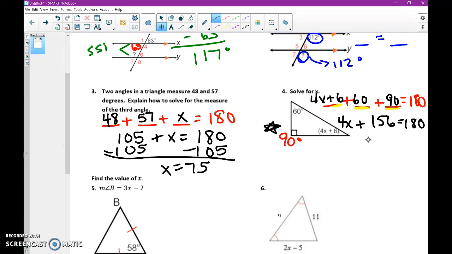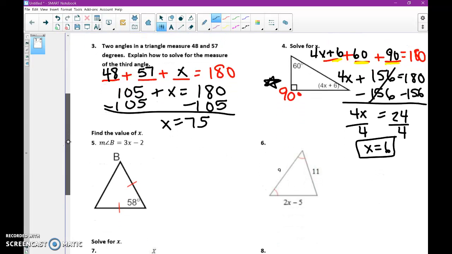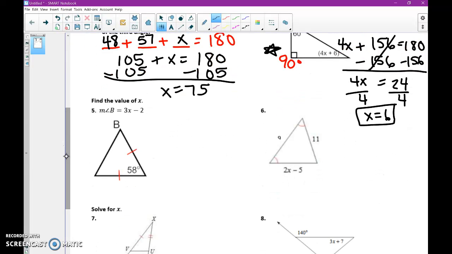And I'm kind of zooming through this because I'm assuming you guys actually did it beforehand, and now you're just checking your work and getting help if you need. So that's gone, and then we end up with 24 when I subtract 180 and 156. To get x by itself, we just divide by 4, and we get that x equals 6 for the answer. So if you did it a different way, that's fine. As long as you get x equals 6, you should be correct.